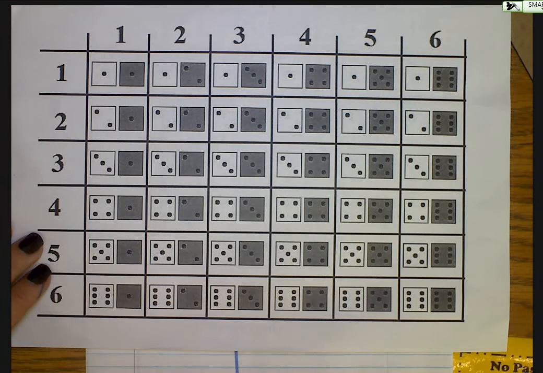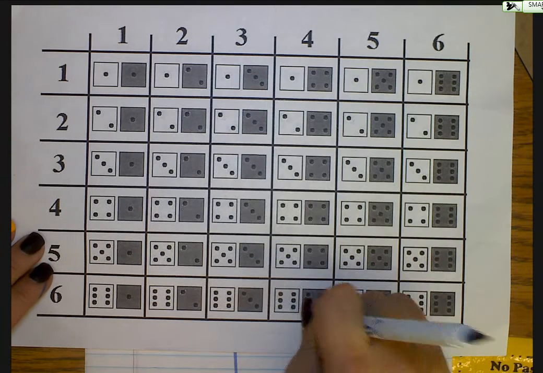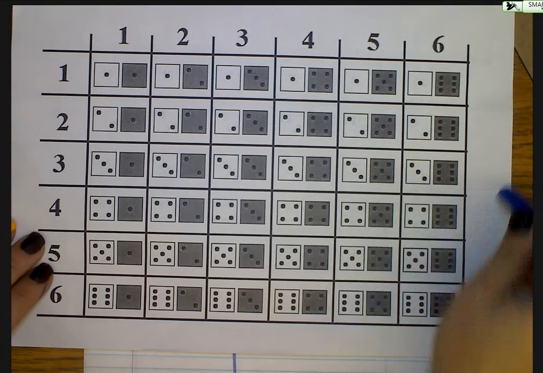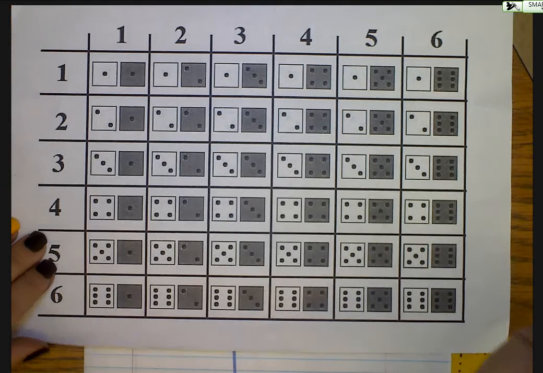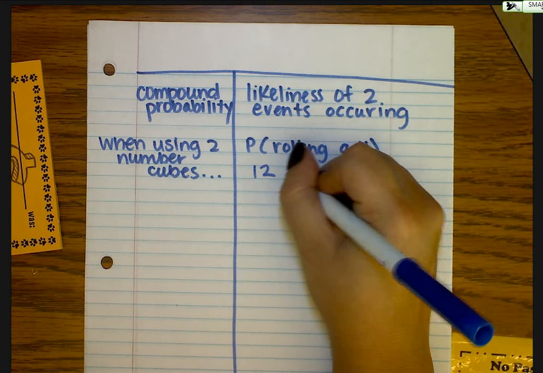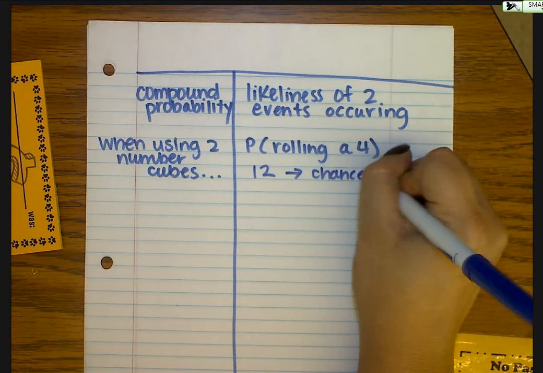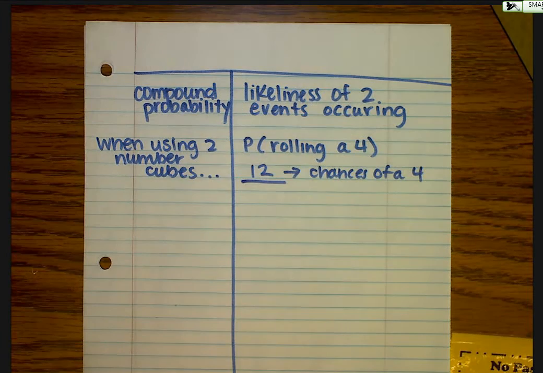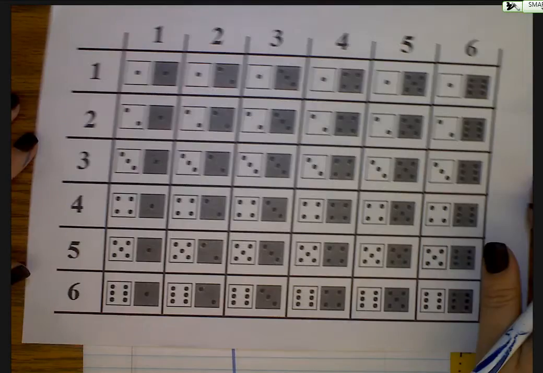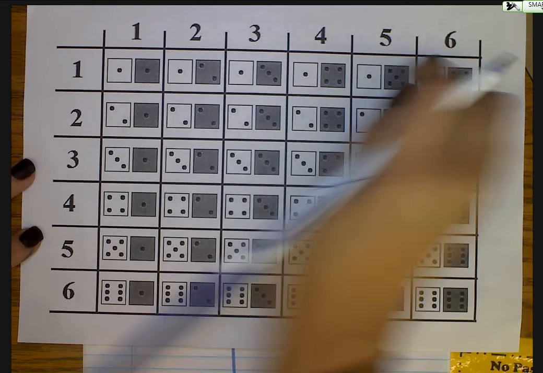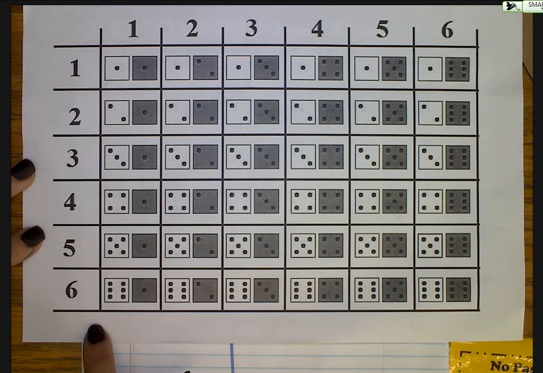So I'm going to count the probability of rolling a 4. 1, 2, 3, 4, 5, 6. Then this row, 7, 8, 9, 10, 11, 12. So on this dice chart, there are 12 4s that I can see. I write down a 12 as my numerator, because there are 12 chances to get a 4. But then my denominator changes, because I no longer have 6 sides that I'm working with. I have 6 sides on this die and 6 sides on this die. I know 6 times 6 is 36. That would be my denominator.